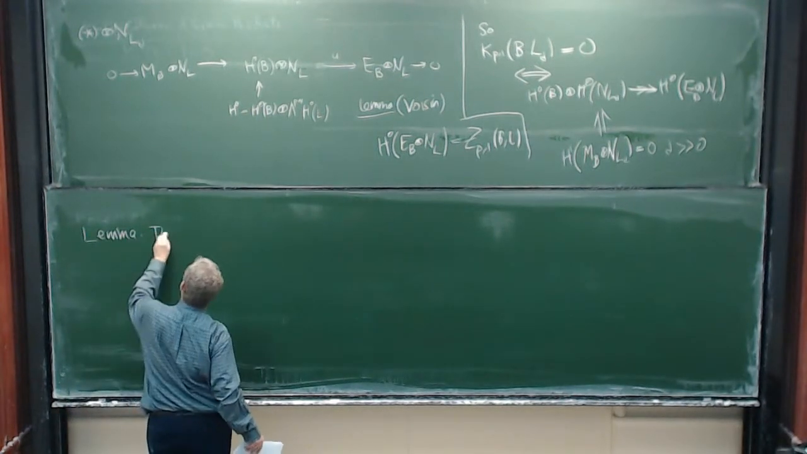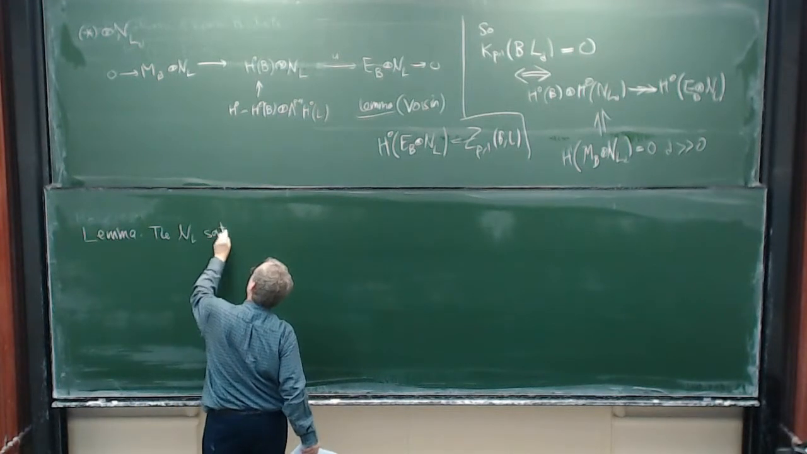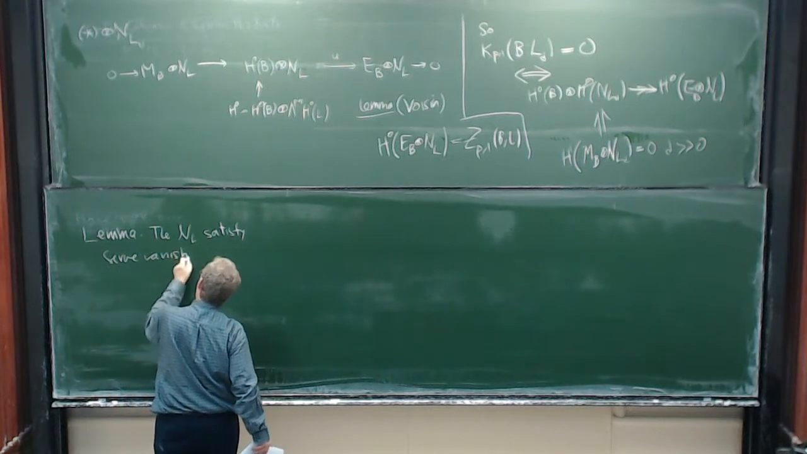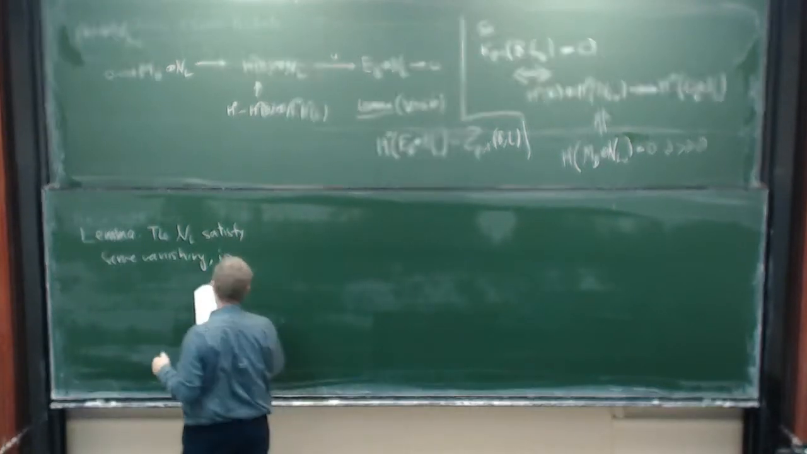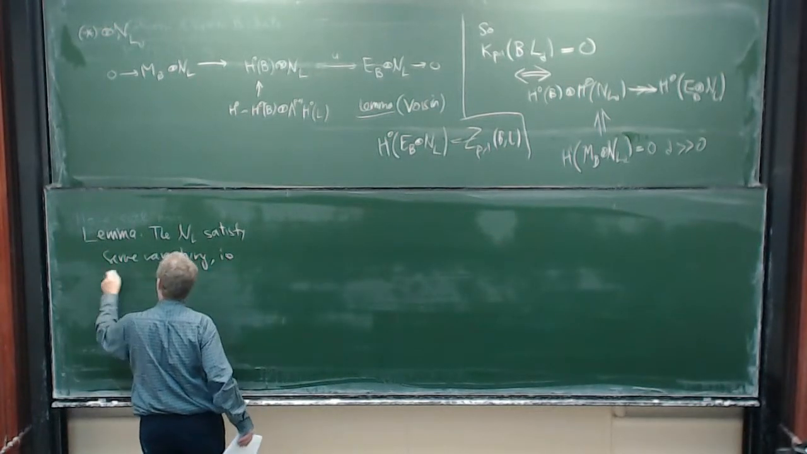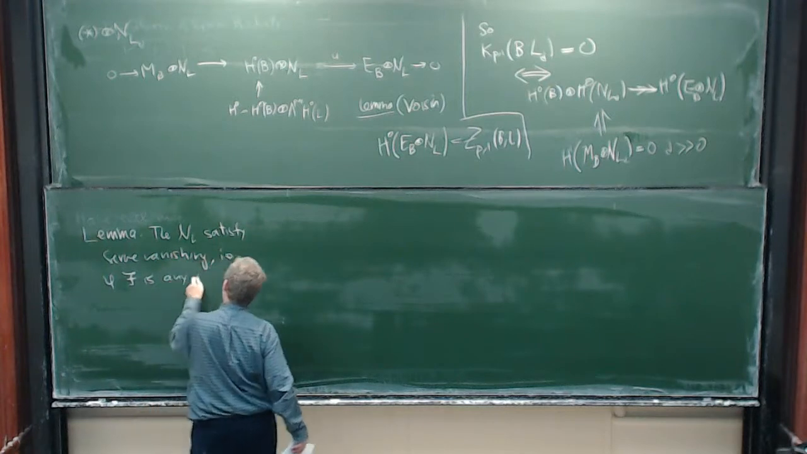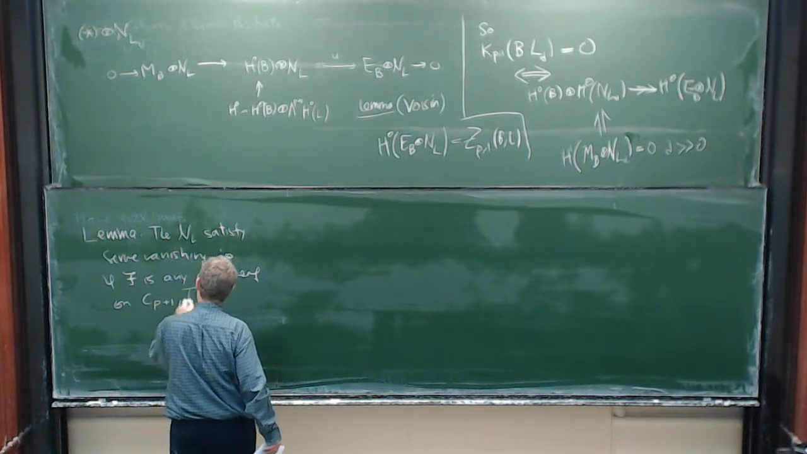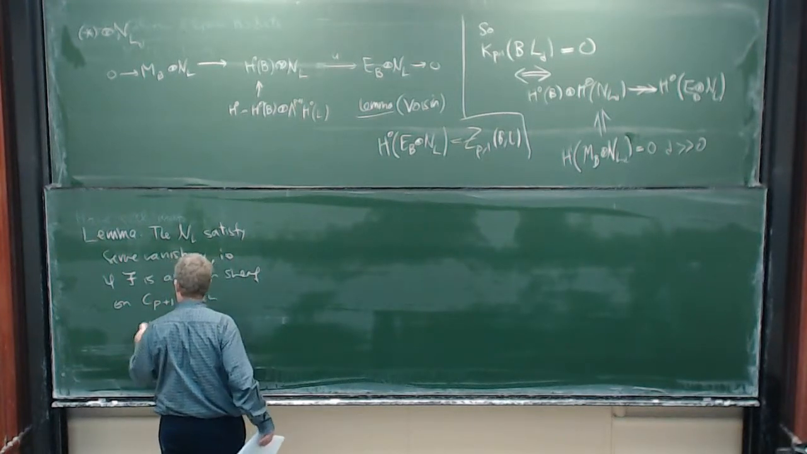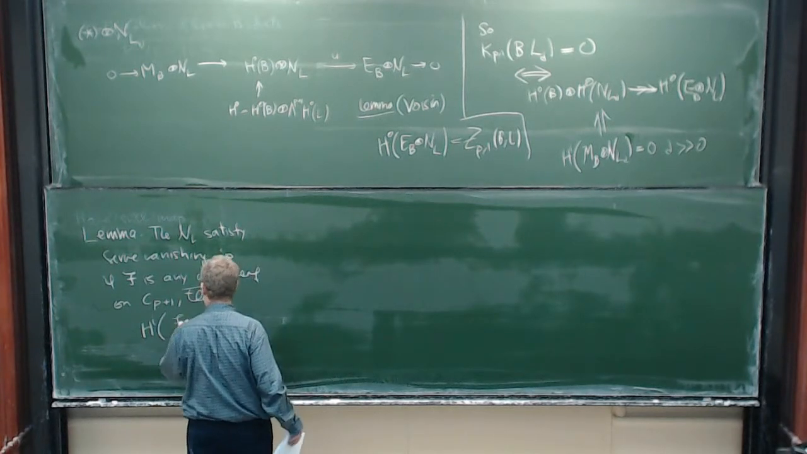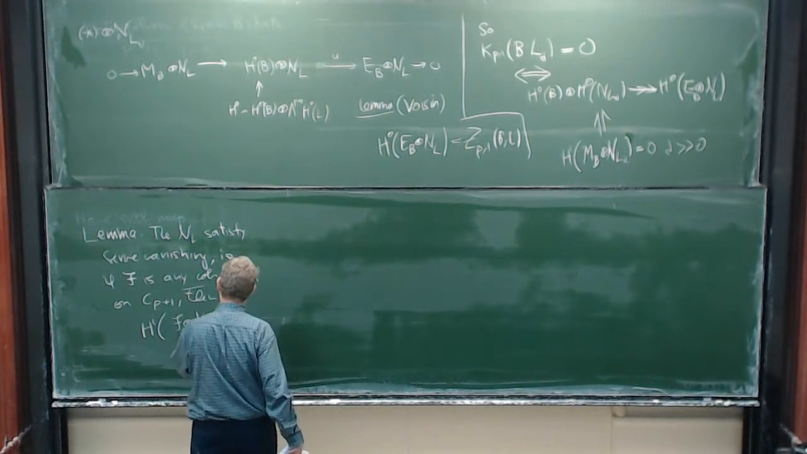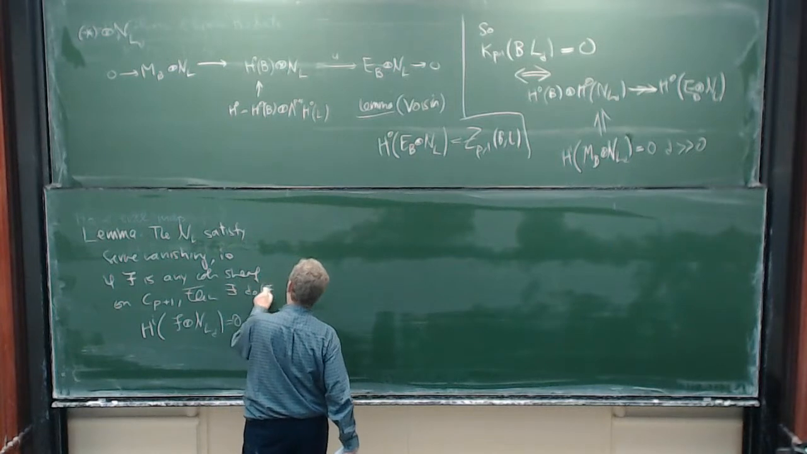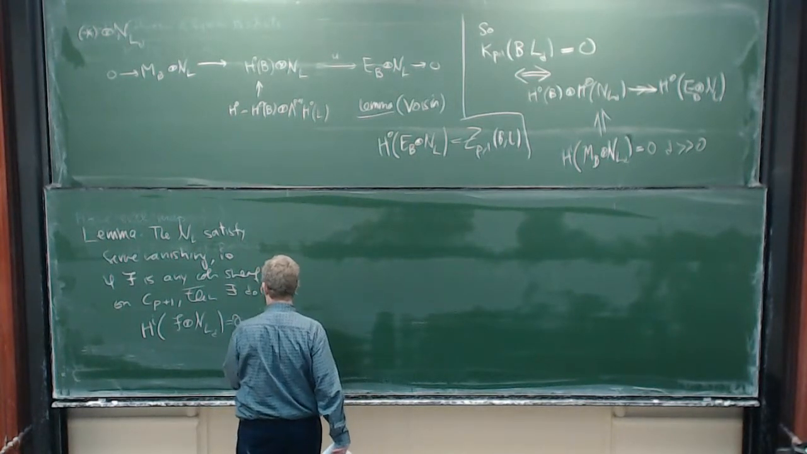the N sub L satisfy Serre vanishing. In other words, for any coherent sheaf F on CP plus 1, H^i of F tensor N sub L D is 0 for i positive. So there exists a D0 of F such that this holds if D is sufficiently large.